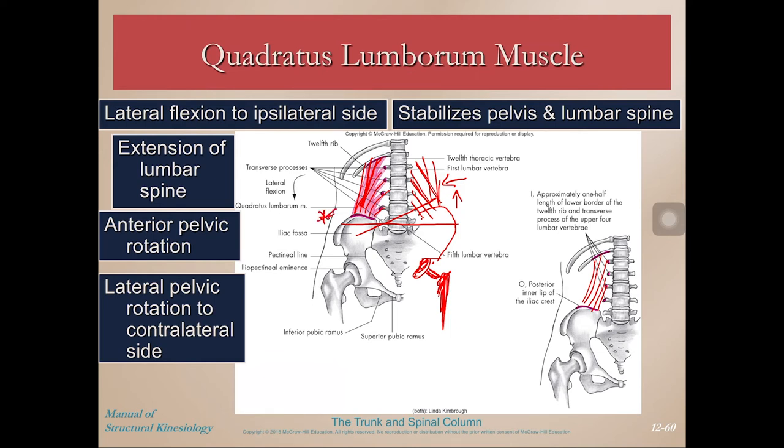If we imagine the pelvis like a cup or a bucket full of water, the direction it rotates is the direction that water spills. So if you rotate it this way, the water is going to spill out of it to the opposite side of the muscles that contracted. Okay, so that's lateral pelvic rotation to the contralateral side.